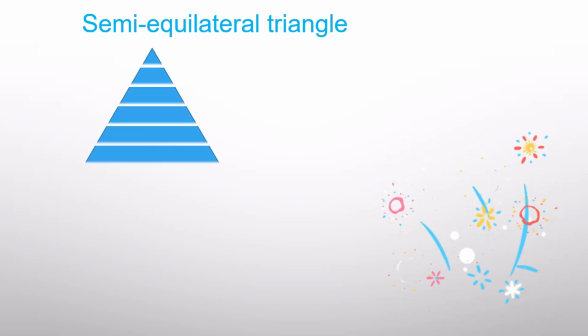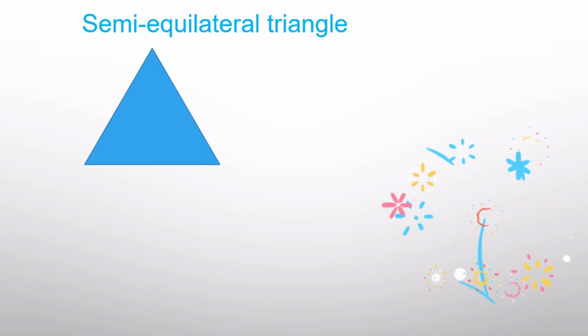I think that you have known the trigonometric functions, sine, cosine, etc. Anyway, we will take a look at them. First, we start with the semi-equilateral triangle. A semi-equilateral triangle is half an equilateral triangle. So here we have an equilateral triangle.